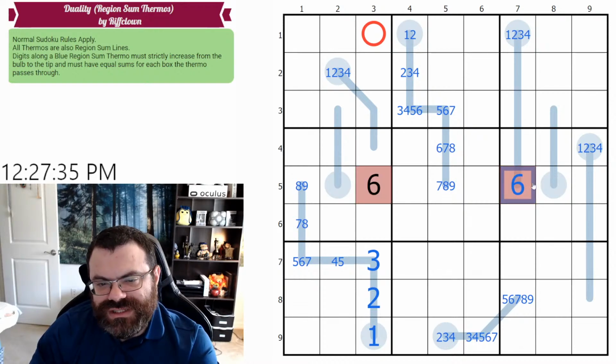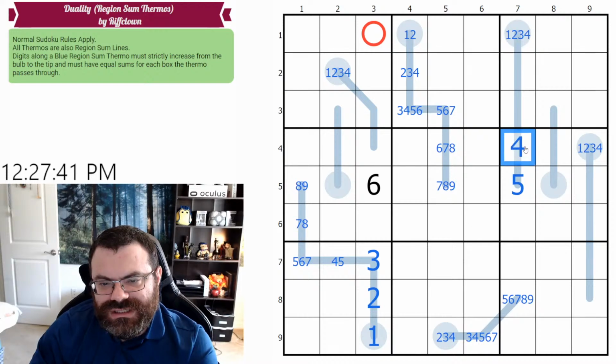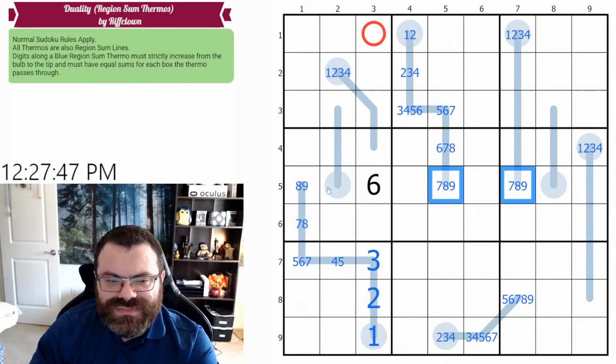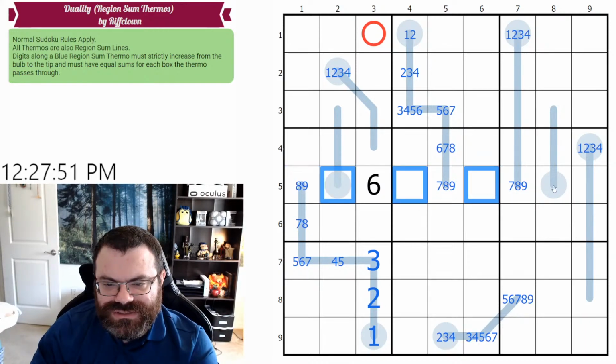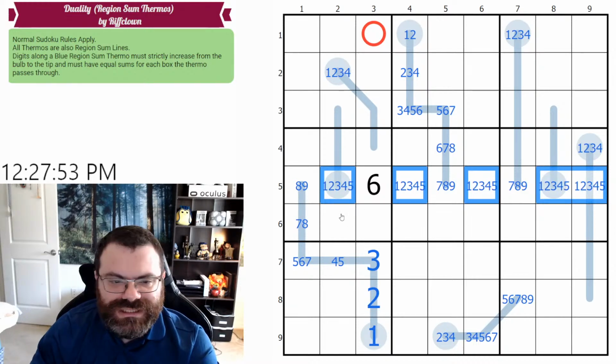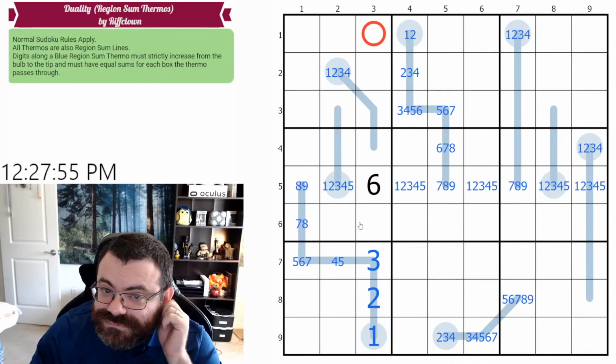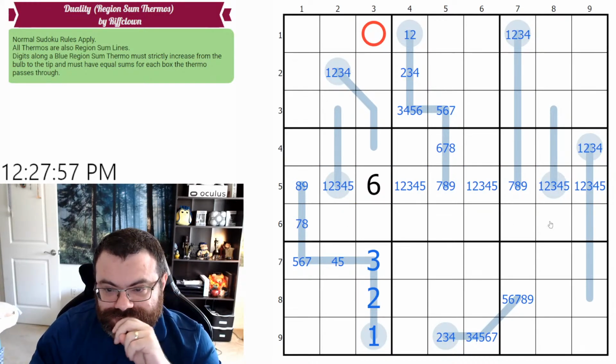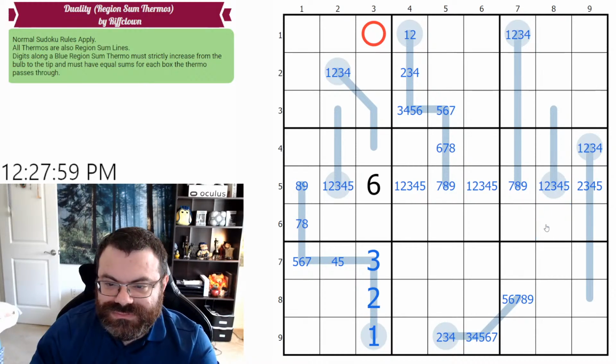So if this was a 6, oh no, this can't be a 6. So could this be 5, 4, 3, 2, 1? That adds to 9. 3, 2, 1 does not add to 9. So yeah, this can't be a 5. So this is from 7, 8, 9. And that does make a 7, 8, 9 triple. So the rest of these are from 1 through 5. What's that do? That's not a 1.